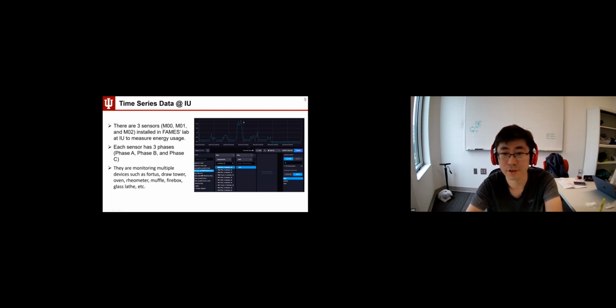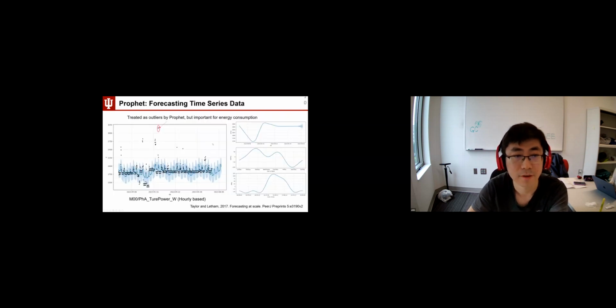For example, in this figure, it has higher energy use than the neighboring points. That means there are some devices running in this time period. Okay, so first, let's look at how Prophet works. I just give 30 days of input data to Prophet, and let Prophet fit the data and give a prediction for the next 3 days. The data is hourly based.